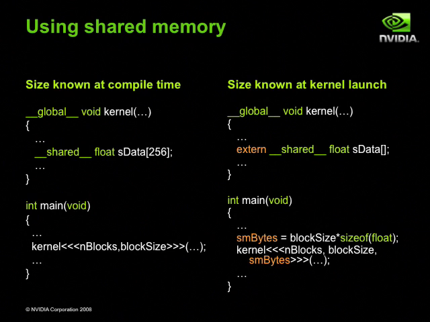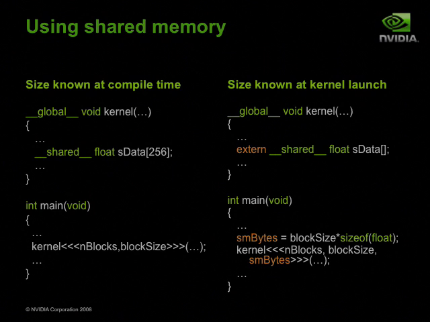In the example on the right, the shared memory space specified is equal to the space required for blockSize floats. In the kernel, the extern keyword is used along with empty square brackets. Both of these methods can be used simultaneously, so that a kernel can use statically as well as dynamically specified shared memory.